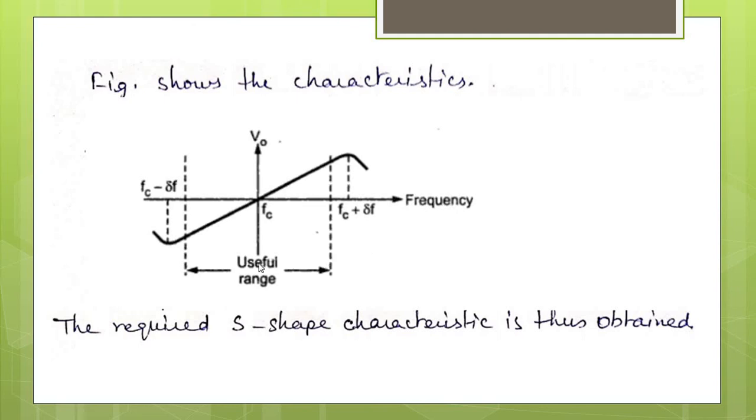So these are the characteristics. If you can see, during the positive part, the input signal frequency will be Fc plus delta F. In such case, we get this part as the output. In the third case, where the input signal frequency is Fc minus delta F, the output of the balanced detector will be a negative value. So in both of these two conditions, we get the shape in the form of an S. So this is the required S-shape characteristic, which is the output of the balanced slope detector.